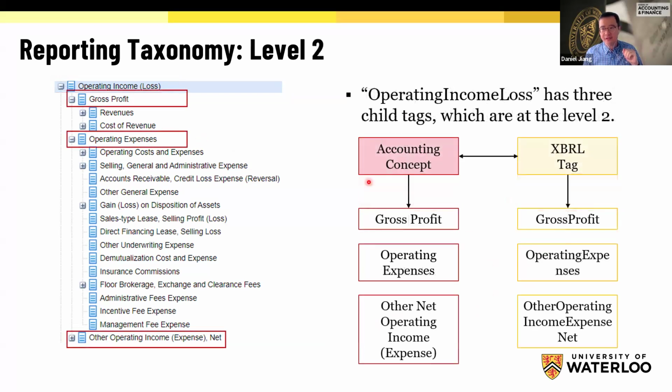Then according to the taxonomy, operating income loss has three child tags, namely gross profit, operating expenses, and other operating income expenses net, all of which are at level 2. Level 2 is their level of depth because they are one level below their parent tag. Using these three child tags, we can easily calculate the operating income loss.